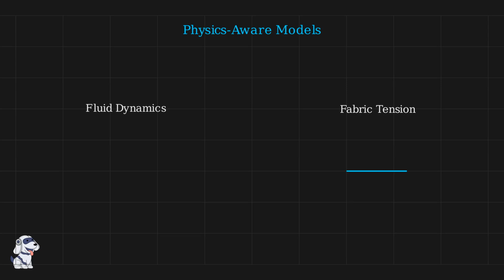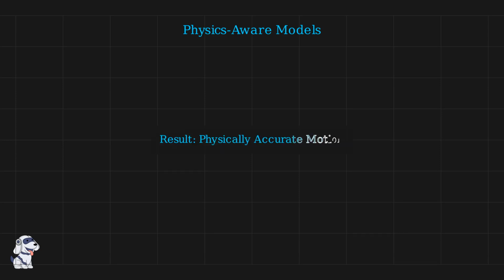Similarly, for fabric, these models calculate tension and gravity. This allows for realistic movement that follows natural physical laws, preventing the morphing artifacts of the past. By integrating these laws, animations appear consistent, stable, and indistinguishable from professional cinematography.